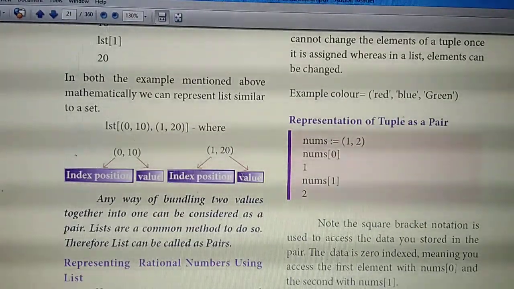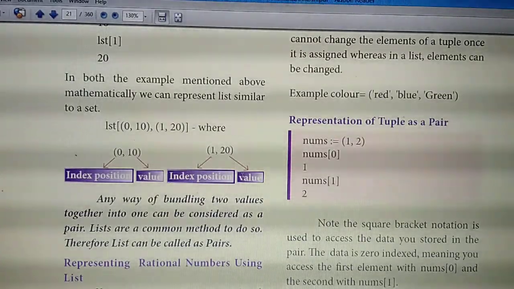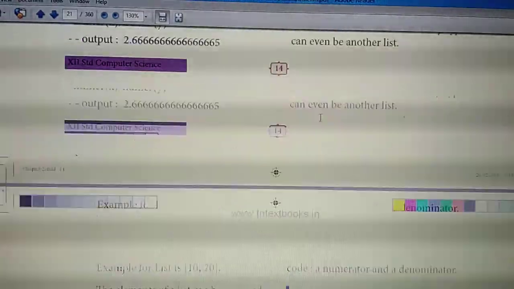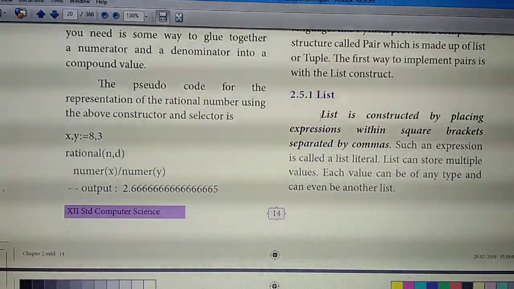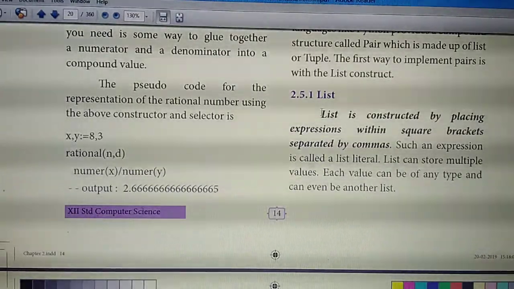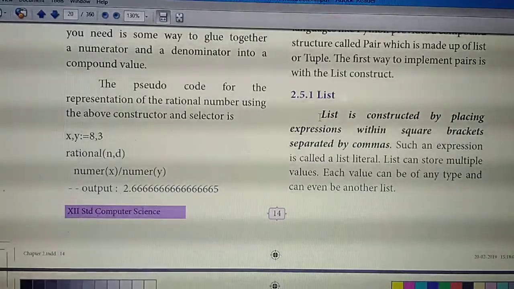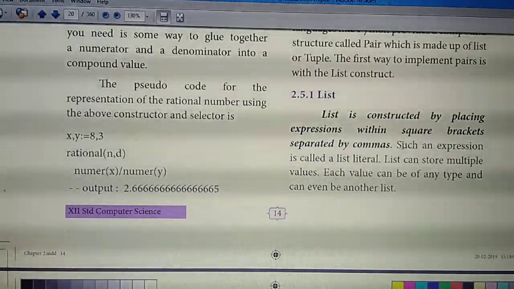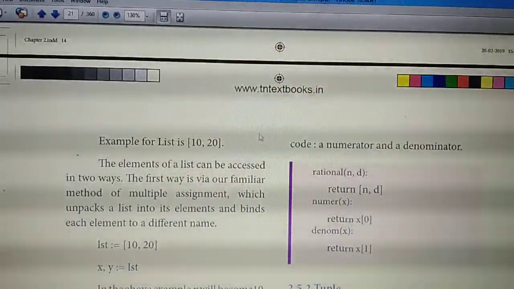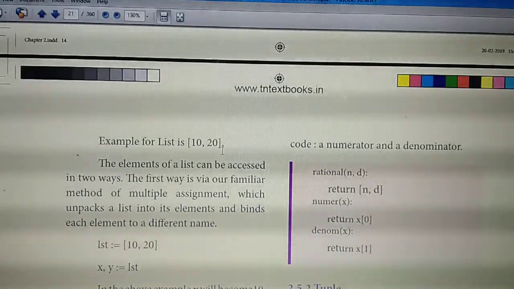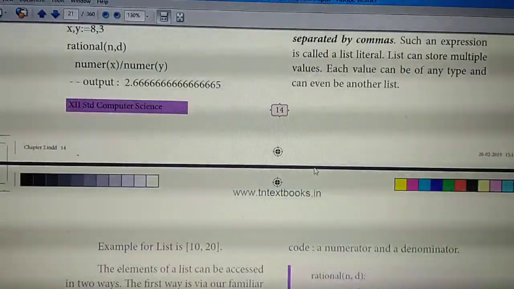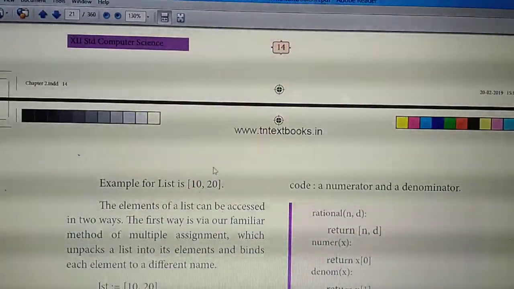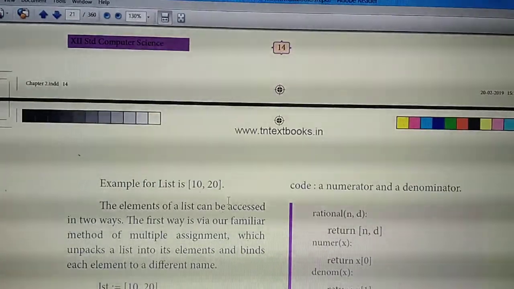What is a list? Give an example. So page number 14, the same page. Take page number 14. So listen here. Starting from here, a list is constructed by placing expressions within square brackets, from here to the next page till this example. Understand? Page number 14, from here, list is constructed, till the next page. The example for list is 10, 20. Okay. Have you all marked?